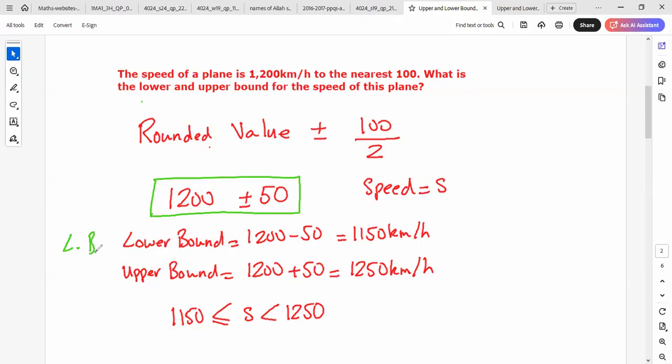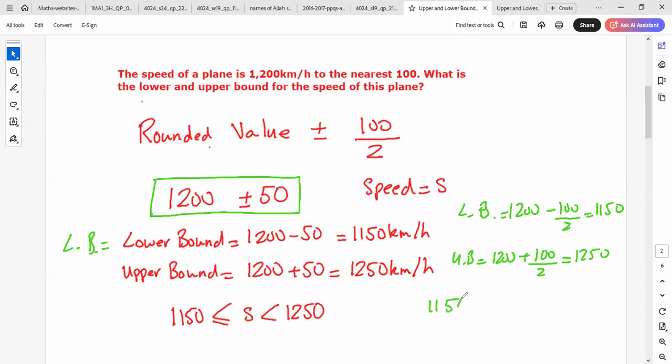So the lower bound is 1200 minus 100 over 2, which is 1150. The upper bound is 1200 plus 100 over 2, which is 1250. Again, the speed can be equal to 1150, but it cannot equal 1250, because if it's equal to 1250, then 1250 rounded to the nearest 100 is 1300. So this is how we find the lower and upper bound.